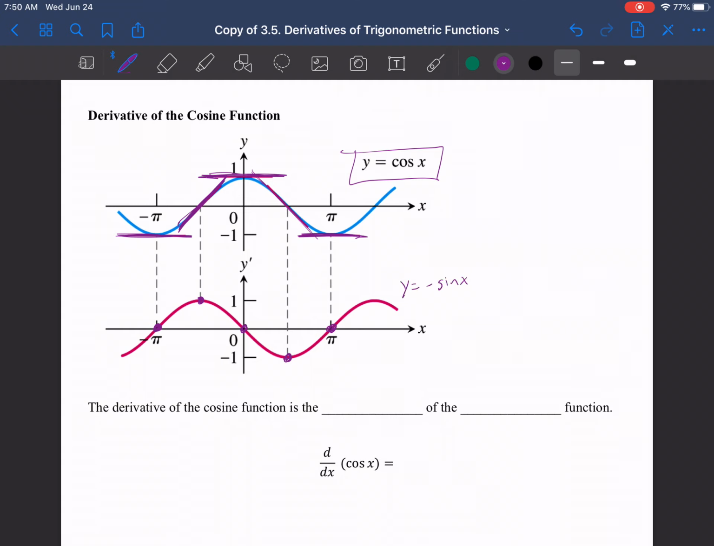So it turns out that the derivative of sine is cosine, but the derivative of the cosine function is the negative of the sine function. All right? That's what it is. So we'll write it over here. Derivative of cosine of x is negative sine of x. And again, that's one you're going to want to memorize.